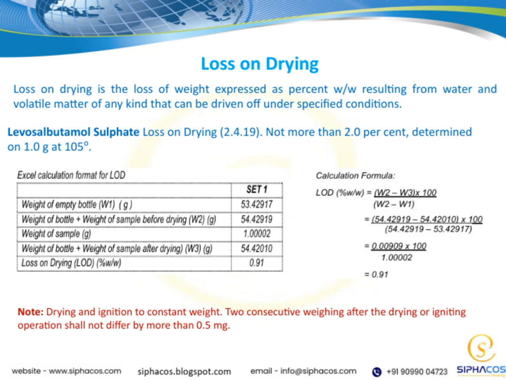Essentially, it's the percentage of weight lost due to water or other volatile substances that can be driven off under specified conditions. This is an important quality parameter because it reflects the presence of residual moisture or volatile impurities in the sample. Understanding and controlling loss on drying helps ensure the stability and consistency of the pharmaceutical product. It's a key part of quality control that guarantees the product meets its specifications and performs as expected.